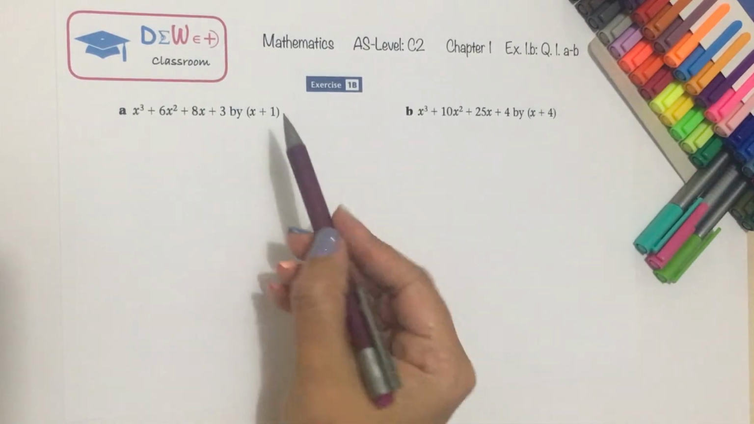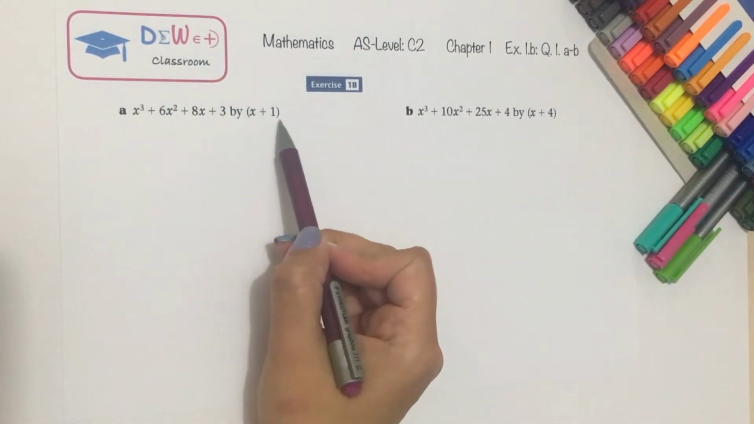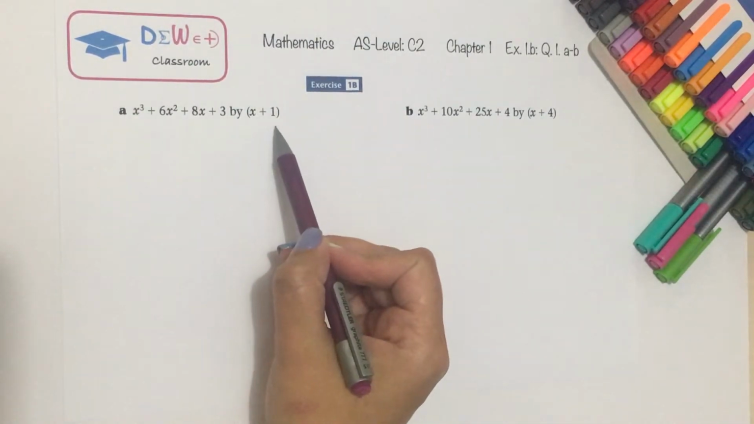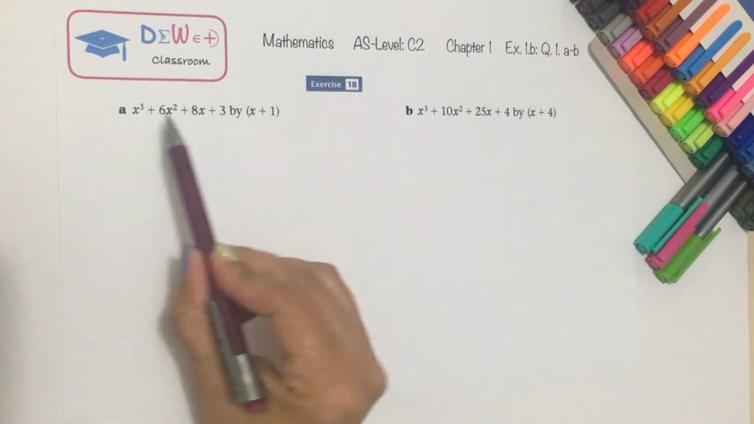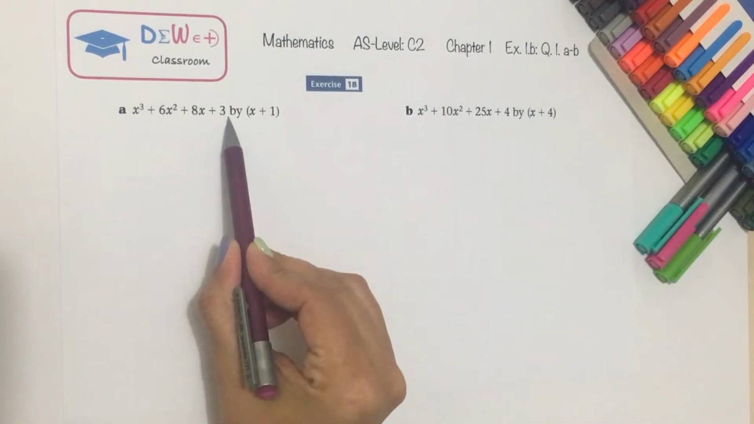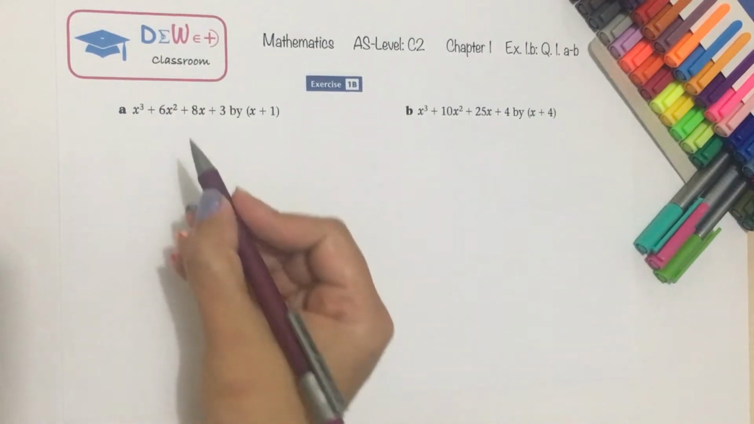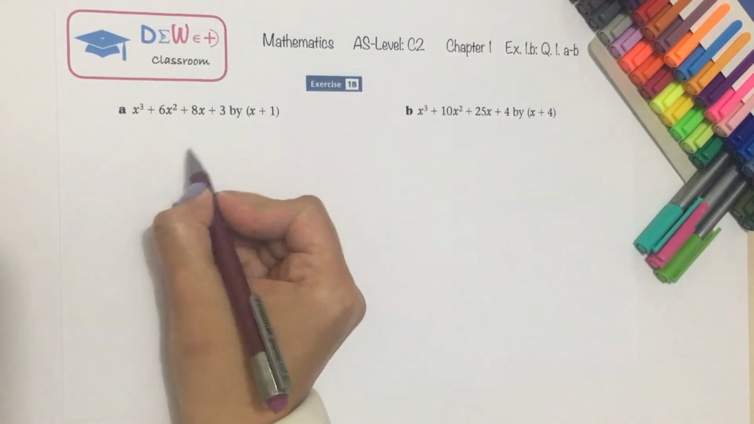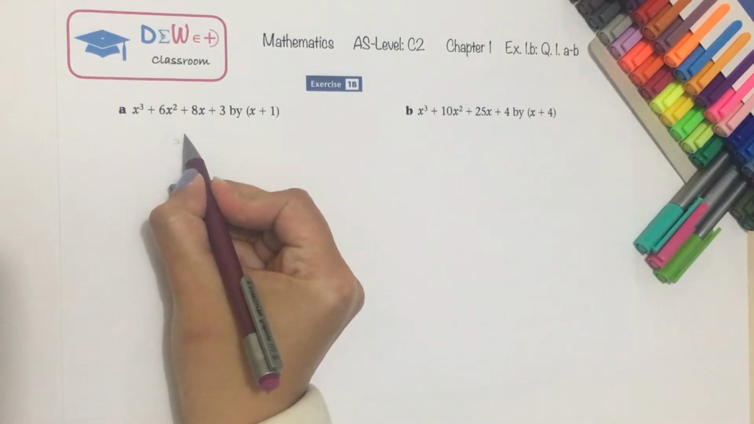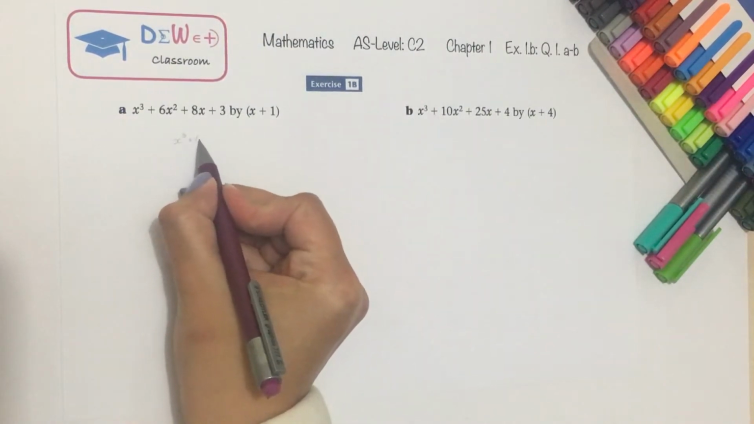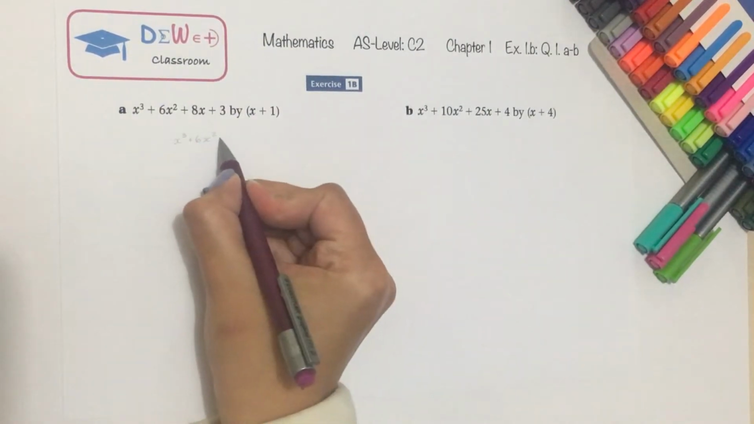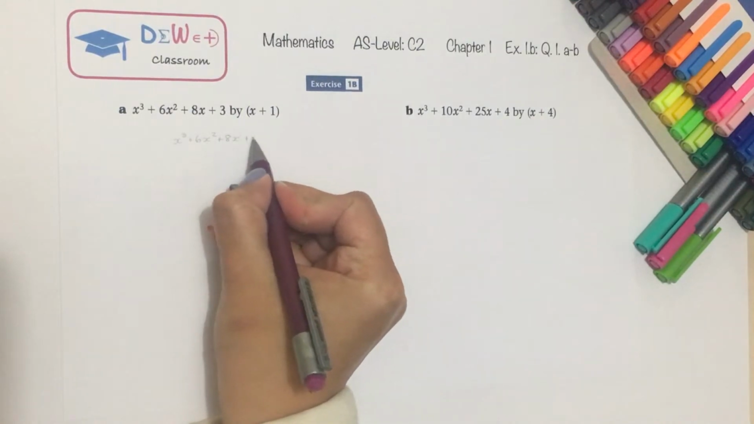So in order for us to prove that this x plus 1, the bracket, is in fact a factor of this whole polynomial, we need to divide it into one another. So we are going to start by rewriting this in the form of x to the power of 3 plus 6x squared plus 8x plus 3.